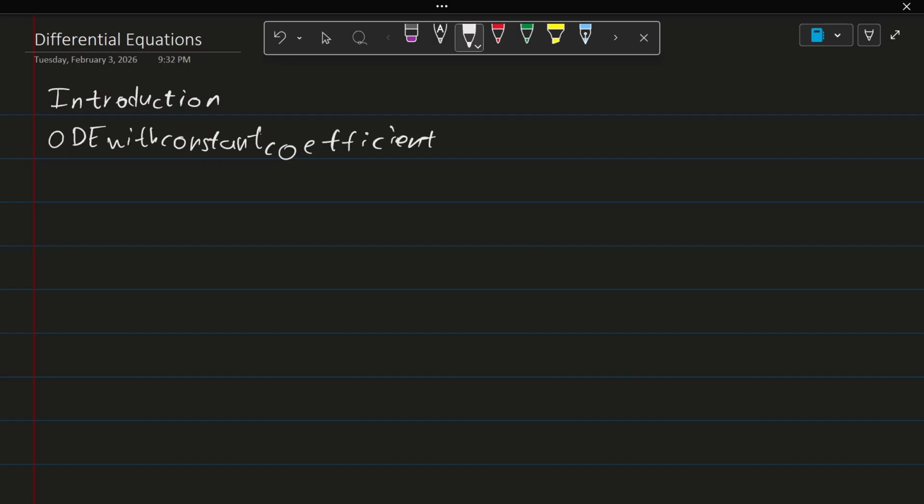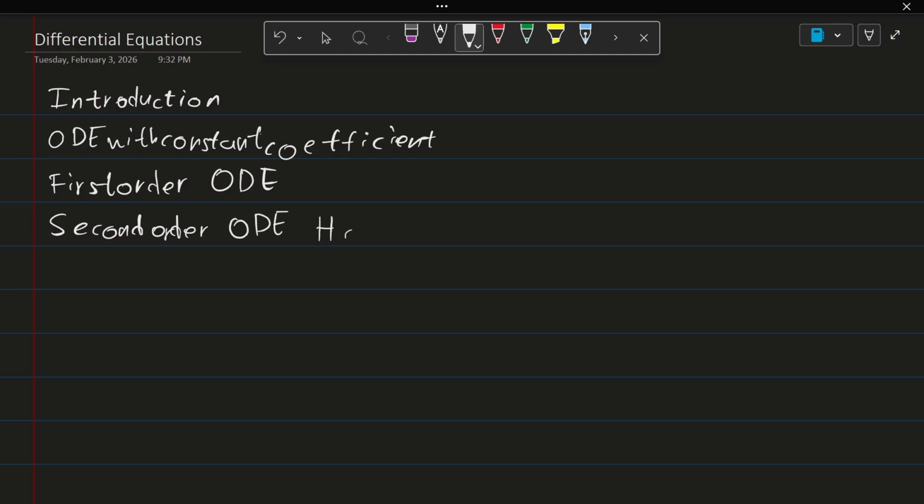After that, we'll discuss first order ODEs, or ordinary differential equations. Then we'll discuss second order differential equations, in which we'll only be discussing the homogeneous types. Finally, we'll discuss partial differential equations, and then later talk about the Green's function method, which is a very advanced method for solving a differential equation.